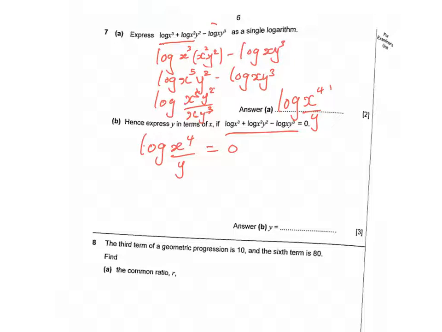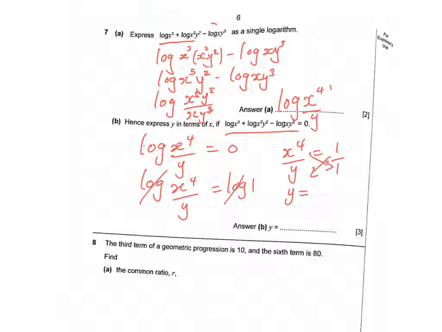Now, you can only solve a logarithmic equation if you have logs on both sides. So you need to express 0 as a logarithm also. So that is log of x power 4 over y equals log 1. Remember, log 1 is the same as 0. Okay, now the logs cancel out, then you are left with x power 4 over y equals 1. 1 you can write as a fraction as well. Then you cross multiply to have y equals 1 times x power 4, which is just x power 4. Therefore, y equals x power 4. I have written y in terms of x.